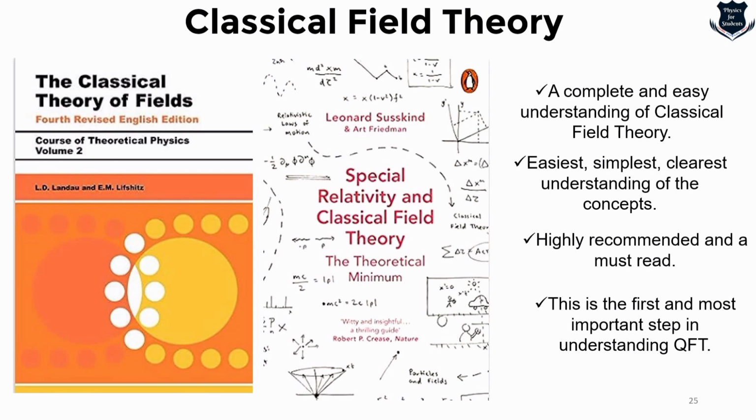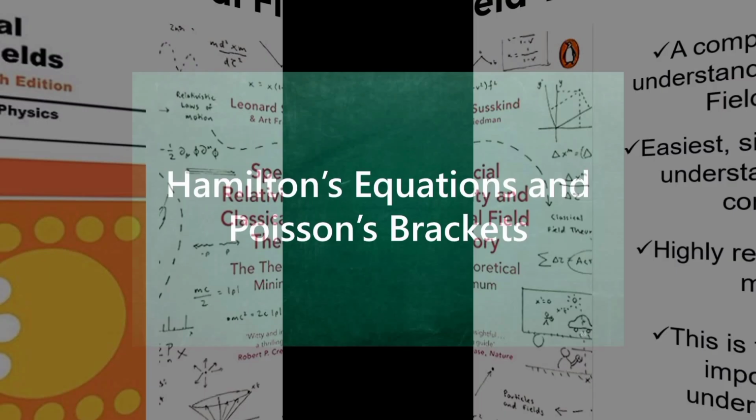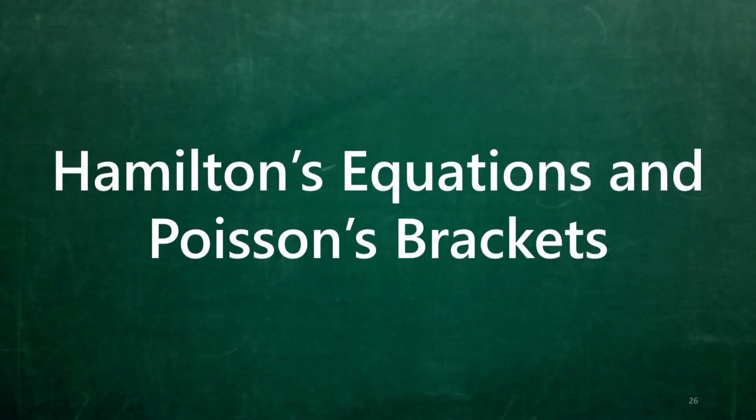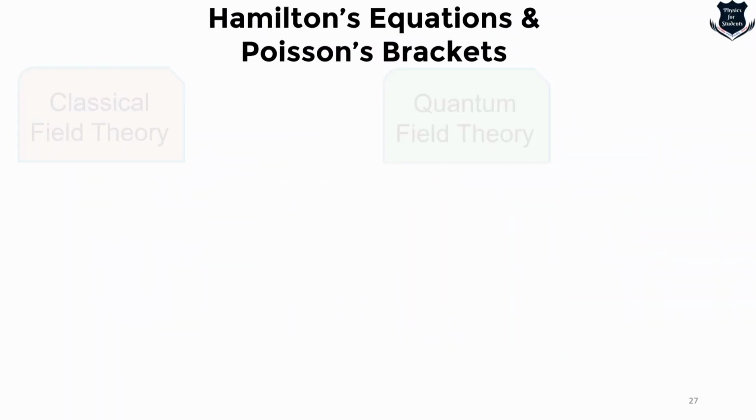Now, the next question which arises is, what next? We have dealt with what we call Hamiltonian equations and Poisson brackets. Let us look at why they are very relevant to quantum field theory, coming up in the next part of our video. We will deal with Hamilton's equations and Poisson brackets in a very easy manner.